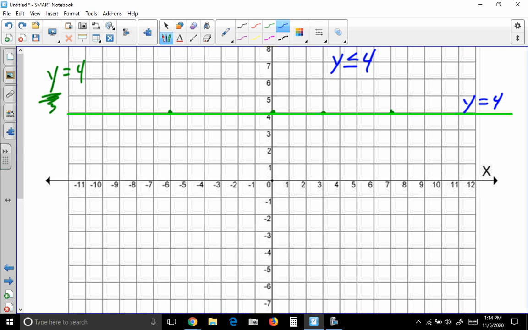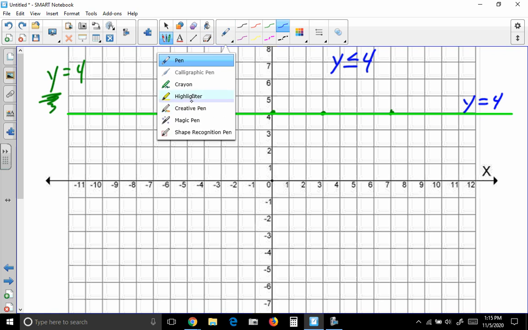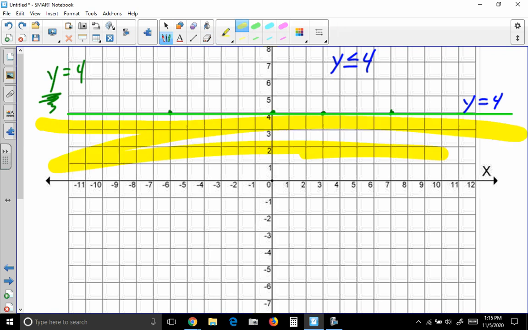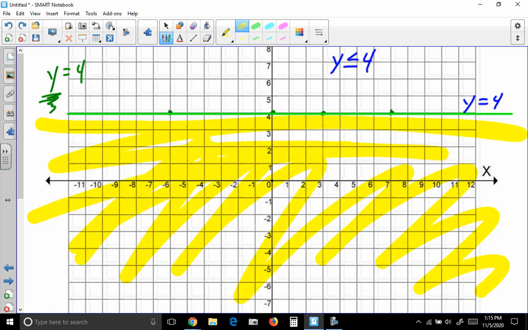But where are the y values less than 4? Well, you might be able to determine that without even plotting a point. If we pick a point down here, these y values are 3, 2, 1. All of these y values are less than 4. So we shade down here. But if we were to look above here, these y values are bigger than 4. So these wouldn't work.